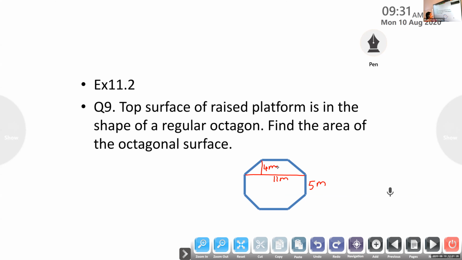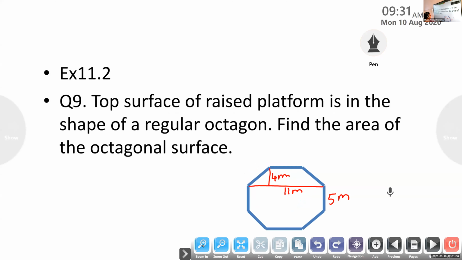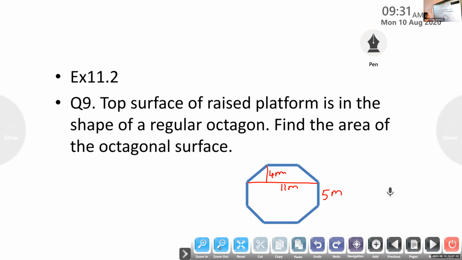Draw the figure. A regular octagon with sides of 5 meter, and the distance between these 2 points given as 11 meter, and that height is 4 meter. Did you write the question?